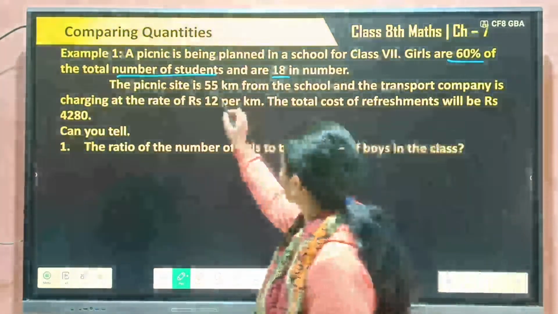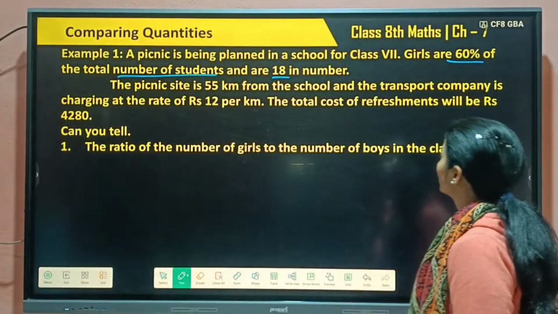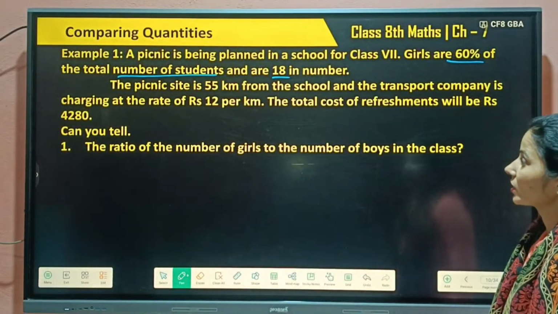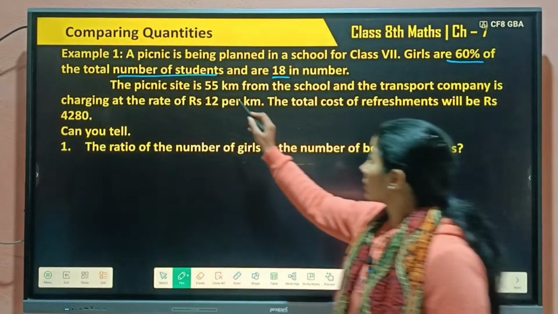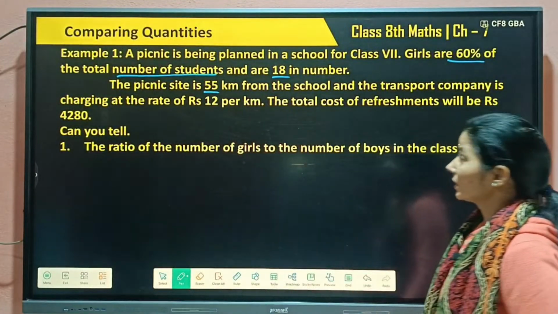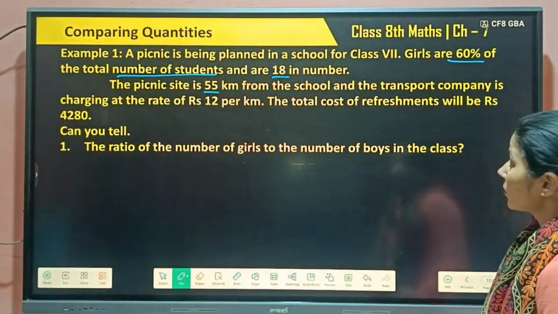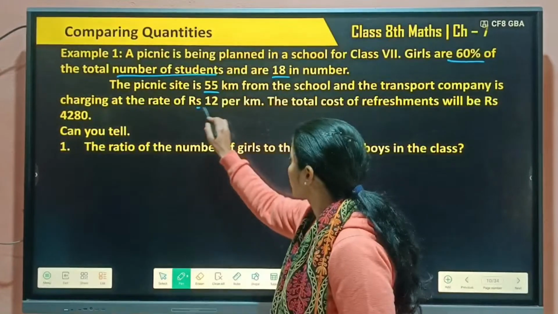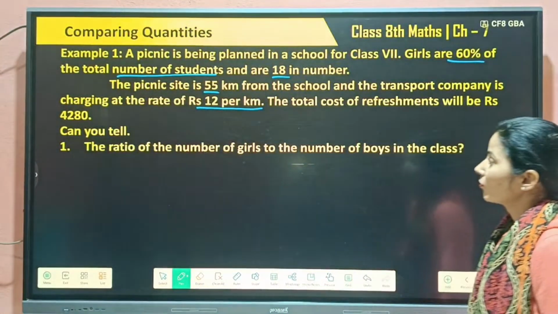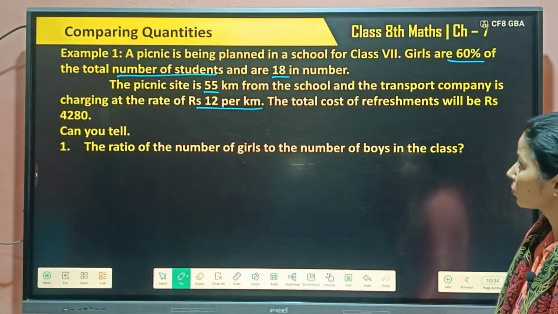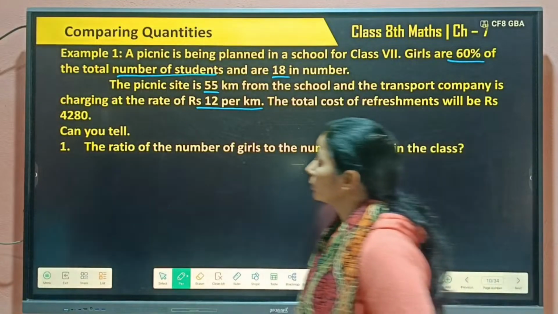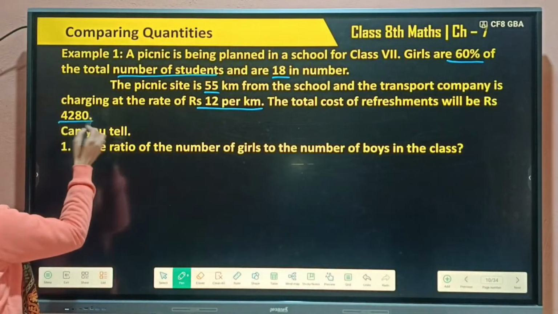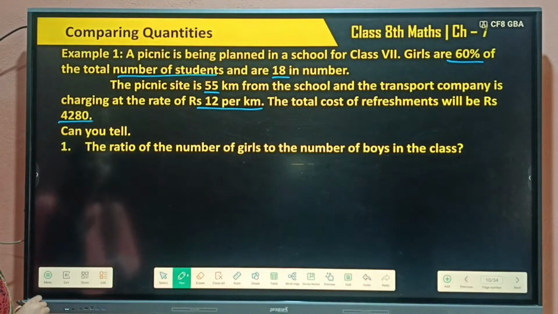Next, the picnic site is 55 km from the school and the transport company is charging at the rate of rupees 12 per kilometer. Means on 1 kilometer the charge is rupees 12. The total cost of refreshment will be rupees 4,280. Now, can you tell what is the first part?